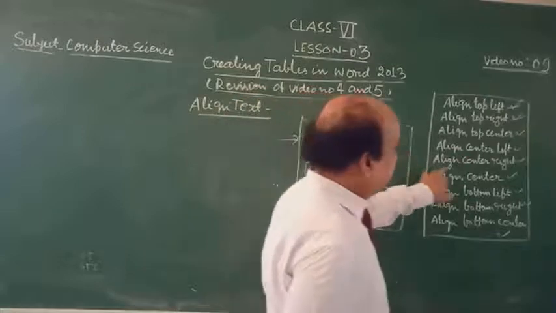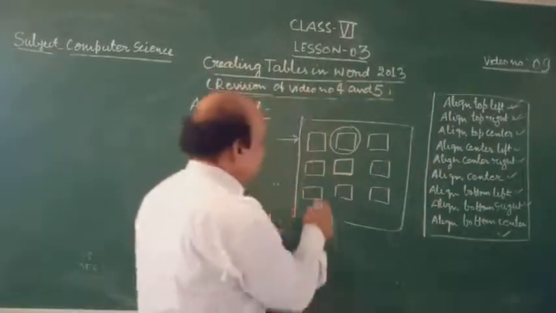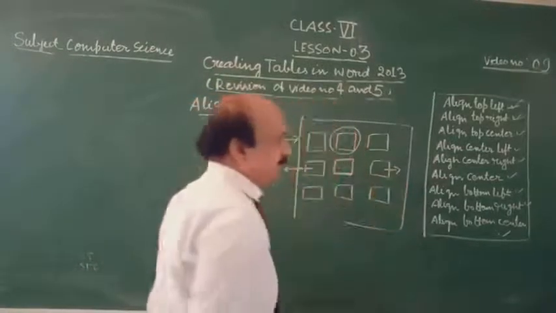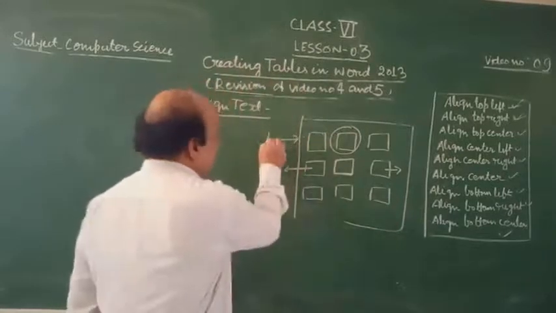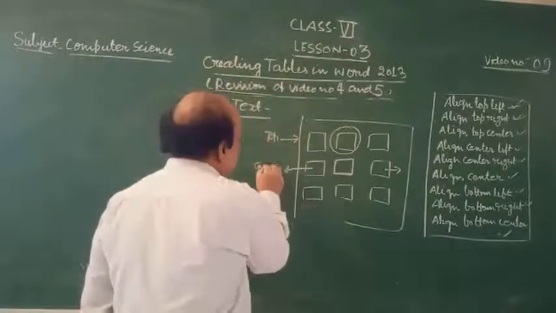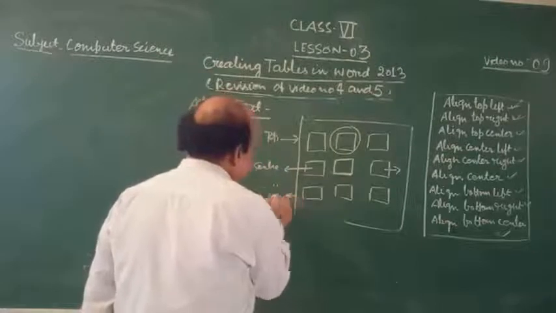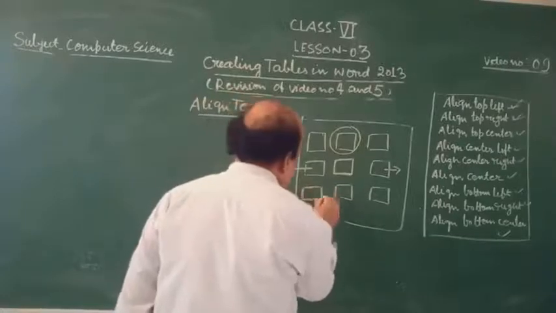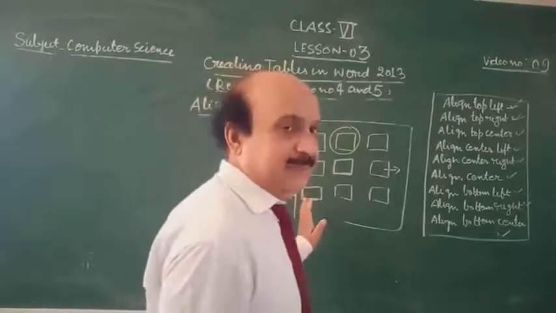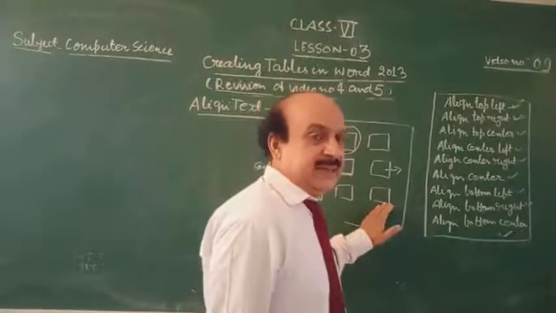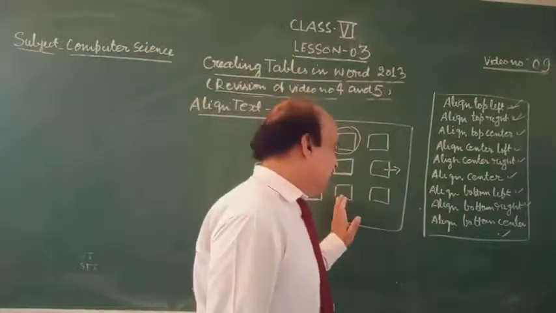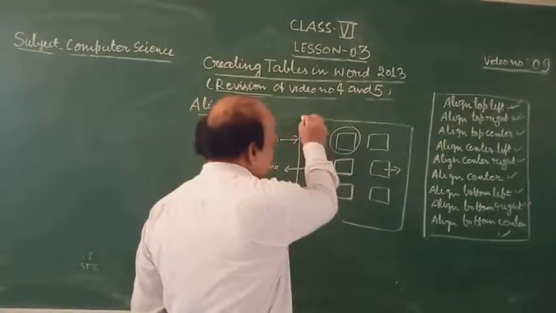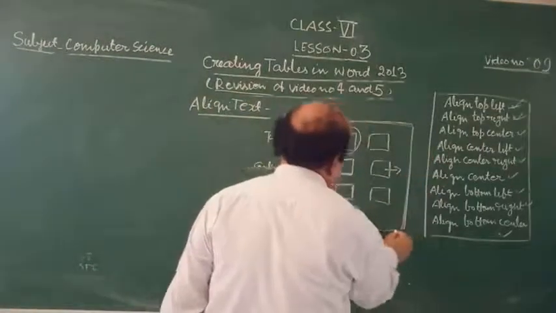Then in the middle row, this is align center left, and this is align center right. Same thing there. So this is the top, this is the center, and next is the bottom. The icon on the left hand side is align bottom left, the right hand side is align bottom right, and the middle one is align bottom center. So these are the alignment options available in MS Word.